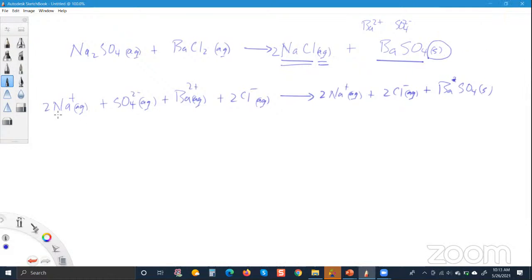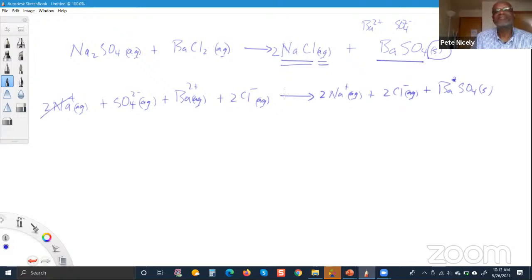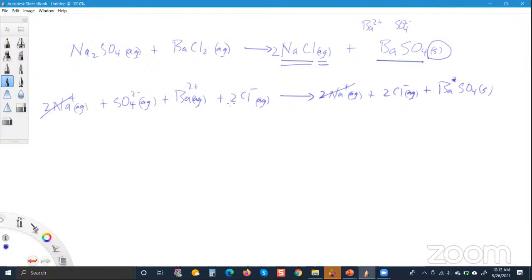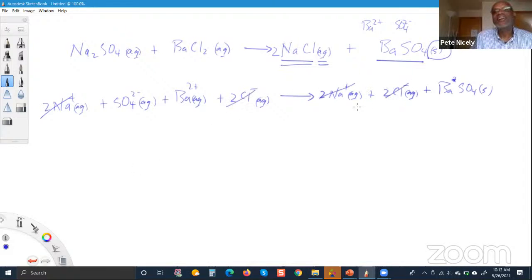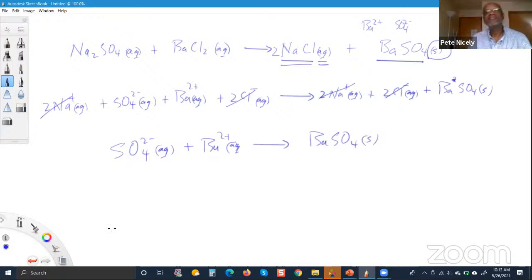The aqueous sodium. Exactly. Sodium aqueous and the chloride too. Exactly. And all we have to do is write down what is left, which would be SO4 2- aqueous plus Ba2+ aqueous to form BaSO4 solid. And that would be the net ionic equation.